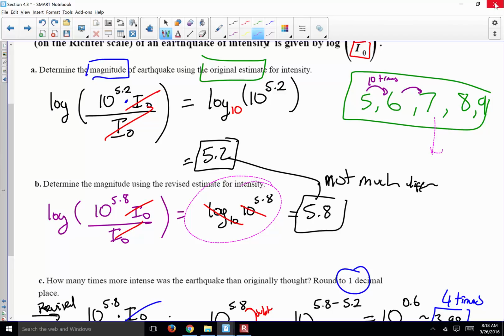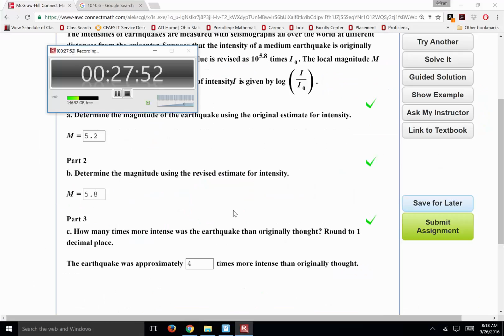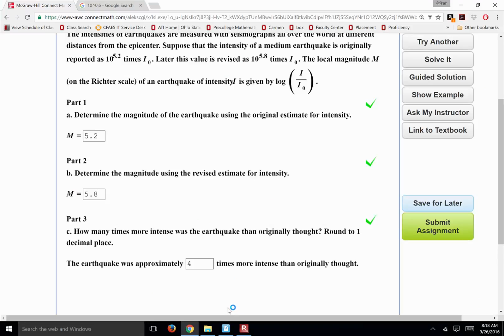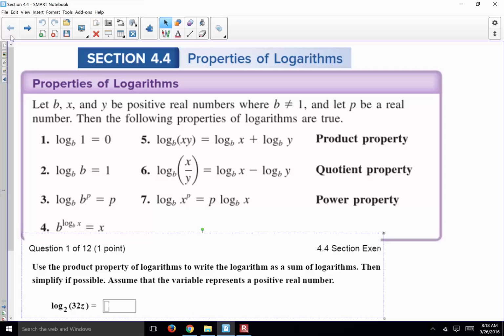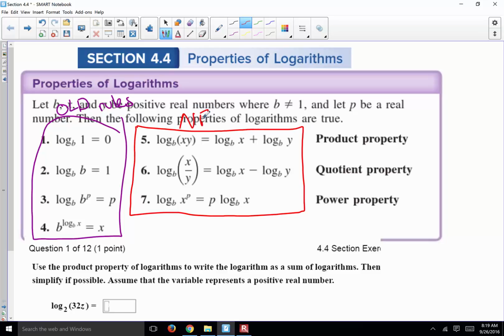Next we are going to build more rules of logarithms and start computing complicated expressions and combining them into single logarithms. And if you have a single logarithm, how do you break it into more logarithms? That's coming up next, 4.4. So what is new in this section? This is old rules. This is what's new: 5, 6, and 7. We are going to go over these 3 first.